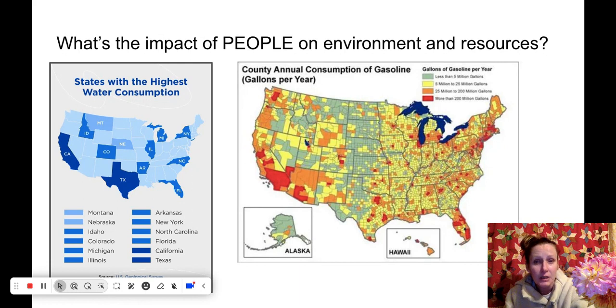So more specific. And remember, as you get smaller, you're going to get more accurate. The county annual consumption of gasoline in gallons per year. So notice there are some states where it's not much. There are also states that aren't really populated. There's not a huge population in Alaska, right? So they use less than 5 million gallons of gasoline per year. But holy cow, our part of New Jersey, there's a significant amount.